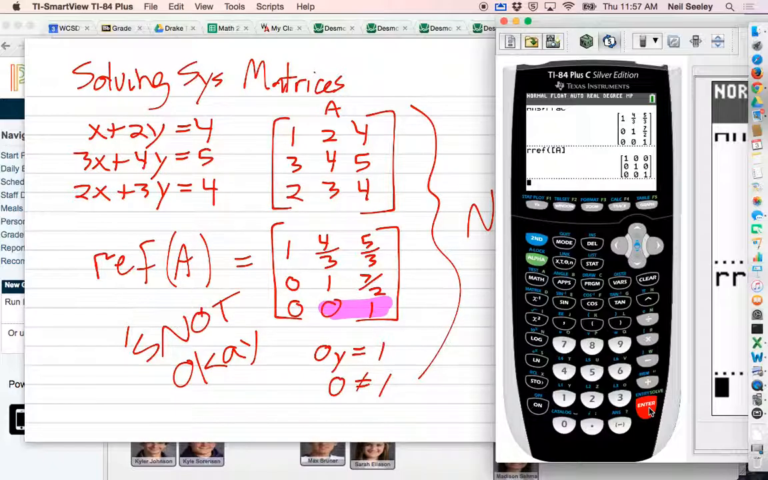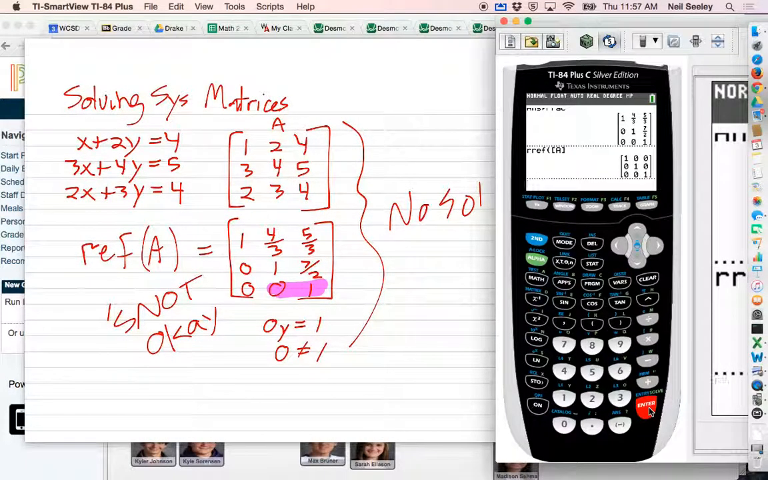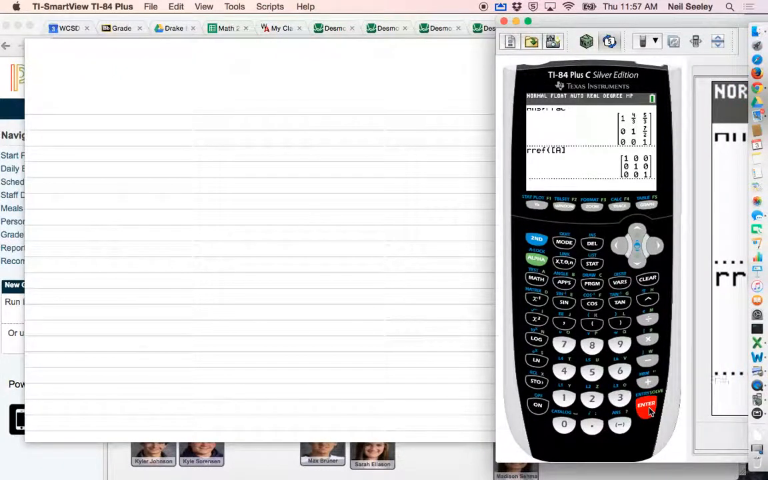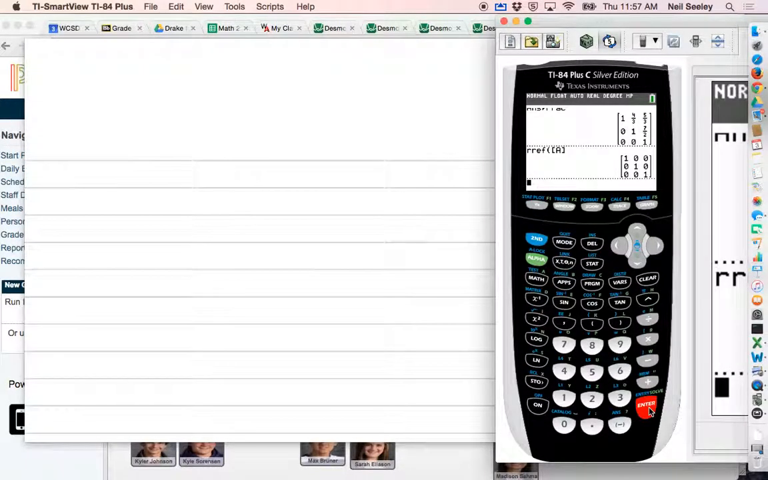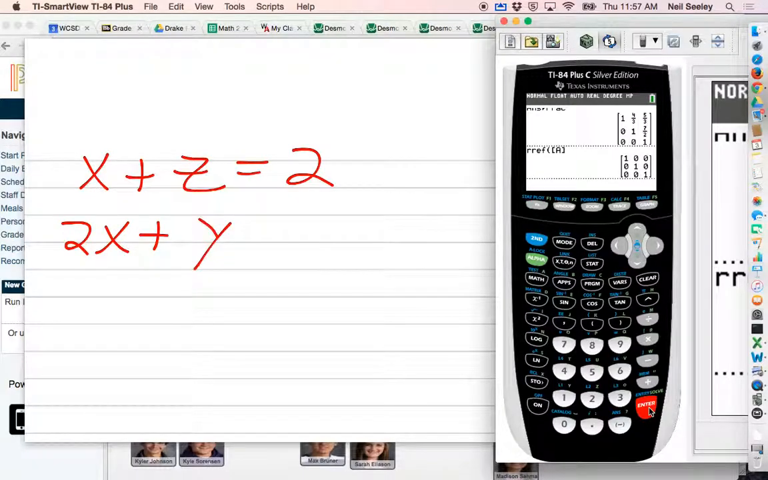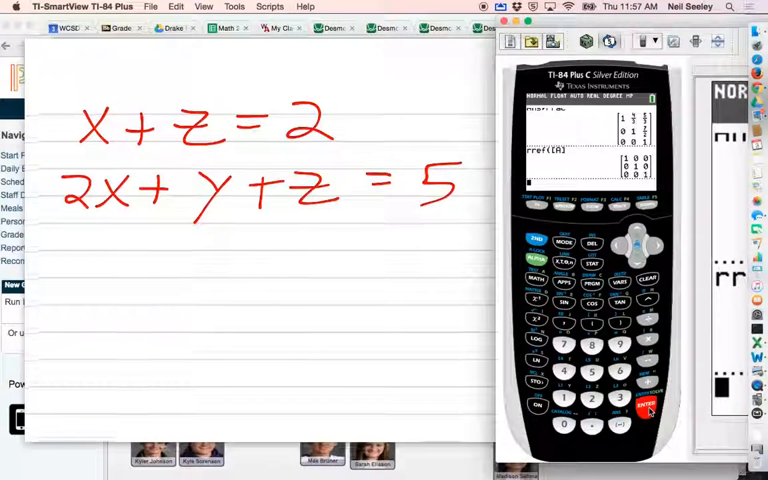Let's do one that has infinite solutions. Much, much solutions. Here we go. Infinite solutions. And how are we doing on time? Oh, we got time. This is going to be good. You guys are going to have time to work. Okay, so we got x plus z equals 2, 2x plus y plus z equals 5. Okay, new one. It's one of them newfangled things.